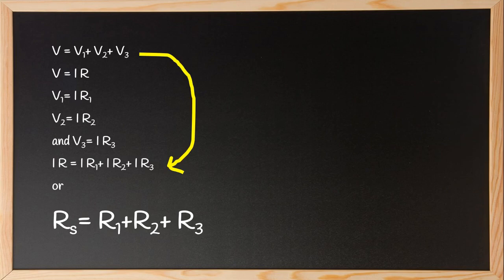Why are we writing it as RS? S means series. Since it is a series combination, we can write it as capital R S is equal to R1 plus R2 plus R3. So the total resistance is equal to R1 plus R2 plus R3, that is, the sum of the individual resistances in a series combination.